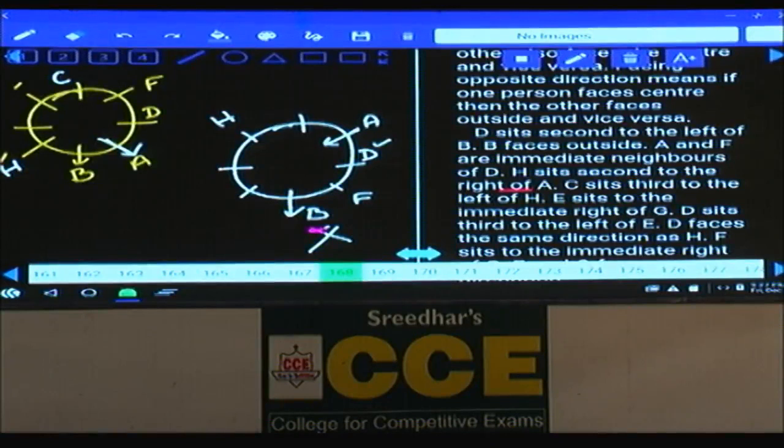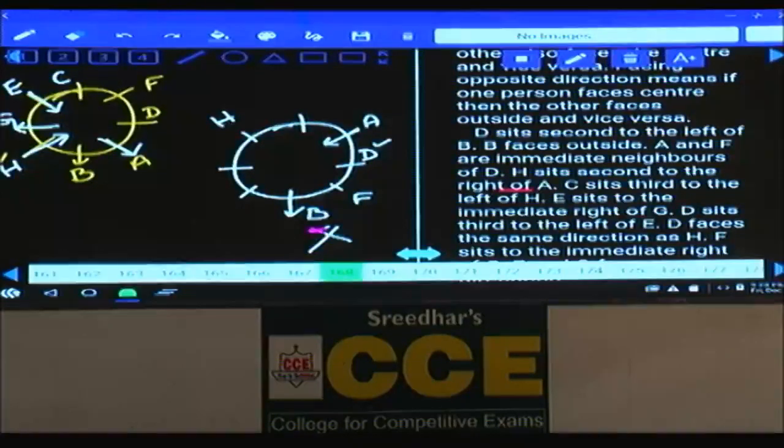C is seated third to the left of whom? Third to the left of H means H must be facing the center. And E sits to the immediate right of G. E and G are adjacent to each other. D sits third to the left of E. As D sits third to the left of E, E must be here. Then G and E are adjacent to each other, G will be here. And E sits to the immediate right of G. As E is to the immediate right of G, G must be away from the center, then only E is to the immediate right of G.